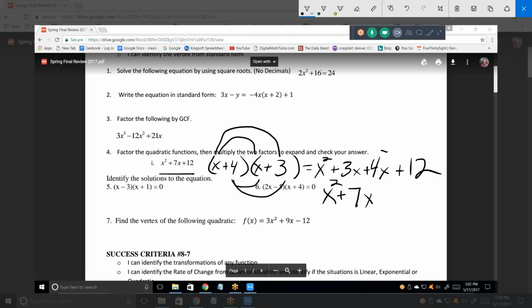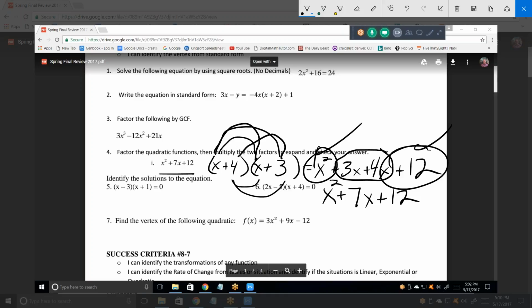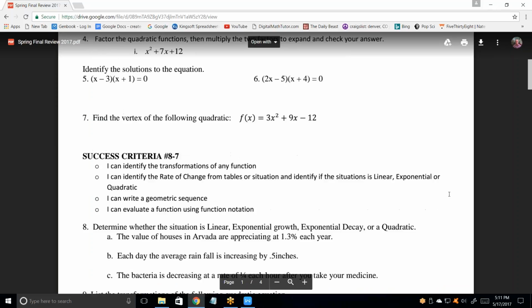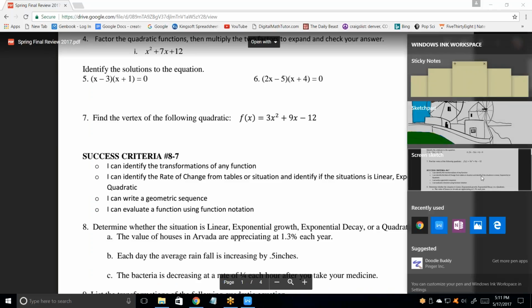Now, you can always combine those middle 2 terms. That first term and that last term come from the F and the L of FOIL. So we did multiply them back together again and we got that. So that means we factored it properly. And that was the whole problem. Once you factor something, if you want to know whether you did it correctly or not, you kind of have to multiply it back together again.